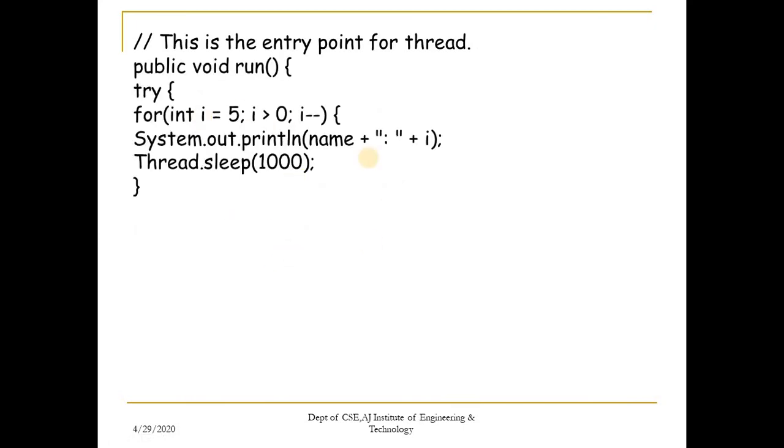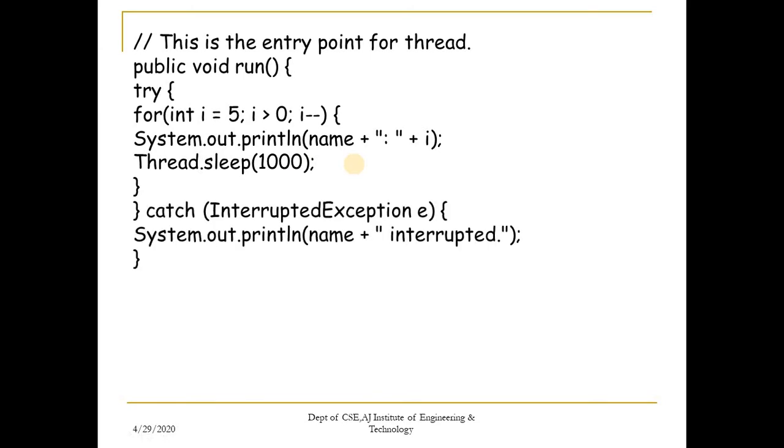So this is the run method. In the run method, the thread will print the values from 5 to 1 with a delay of 1000 milliseconds. We have defined the try block and the catch block because we are calling Thread.sleep here. So this was about the run method for the thread. And finally, we will display that the thread is going to exit. That is the name of the thread and exiting.